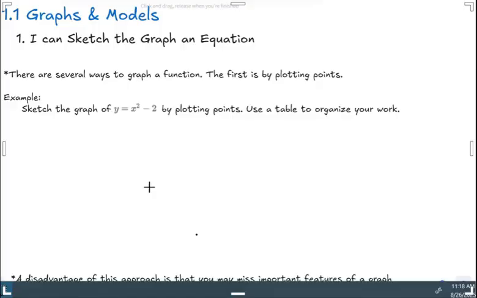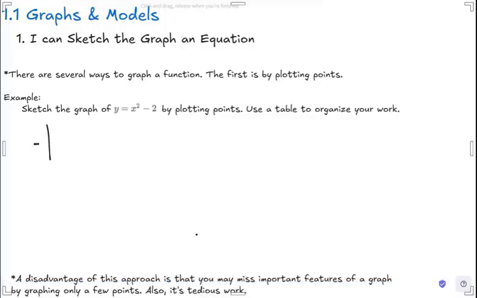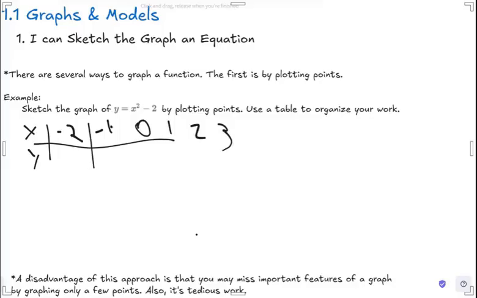Now there's several ways to graph a function. The first is just by plotting points. So for example, if we wanted to graph the equation y equals x squared minus 2, we could make a table of data to organize our work. So we could have a table of x values and y values, and if we pick some negatives, 0, and some positives, we could get a good idea of what it would look like.